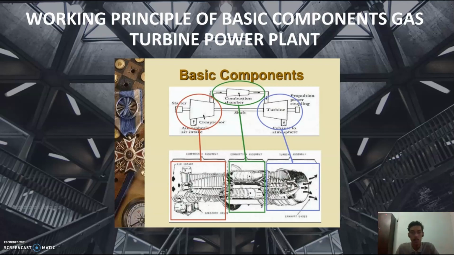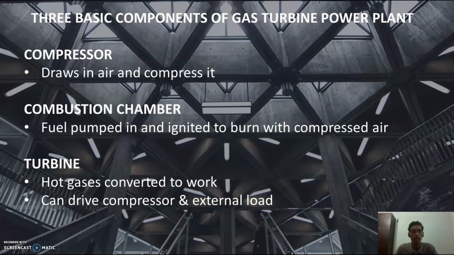Here I will continue with the working principle of the basic components of a gas turbine power plant. There are three basic components, which are the compressor, combustion chamber, and turbine. So first of all, the compressor.